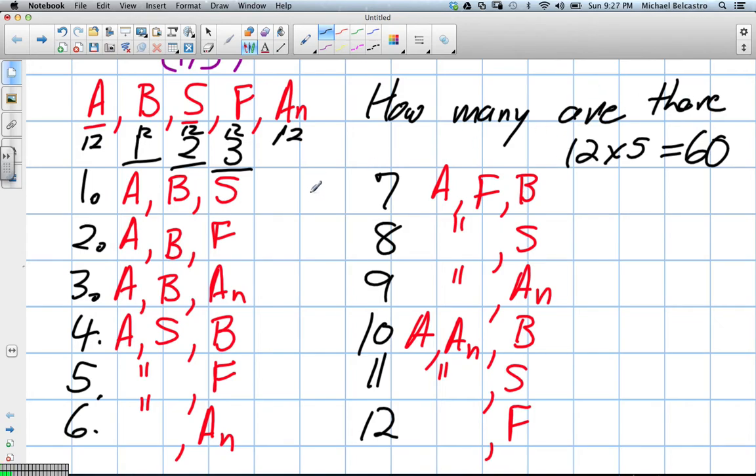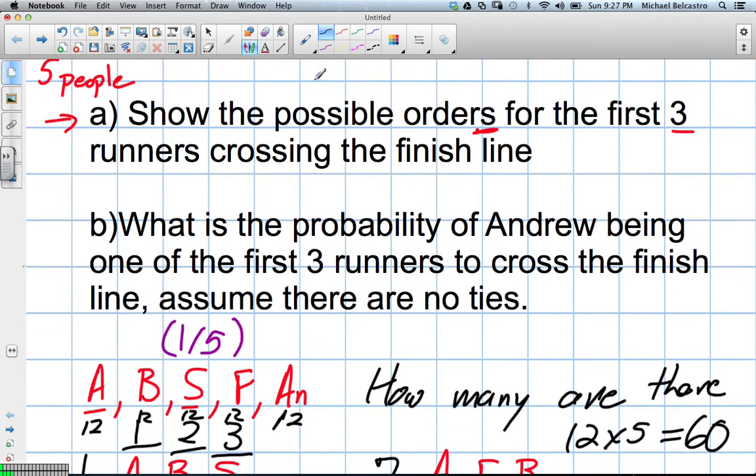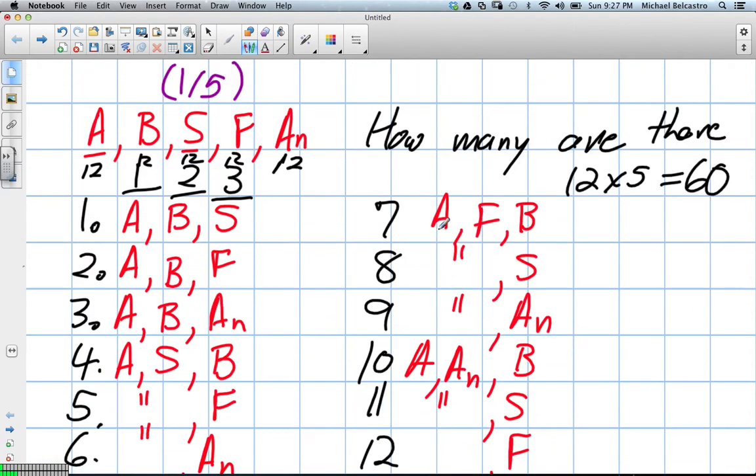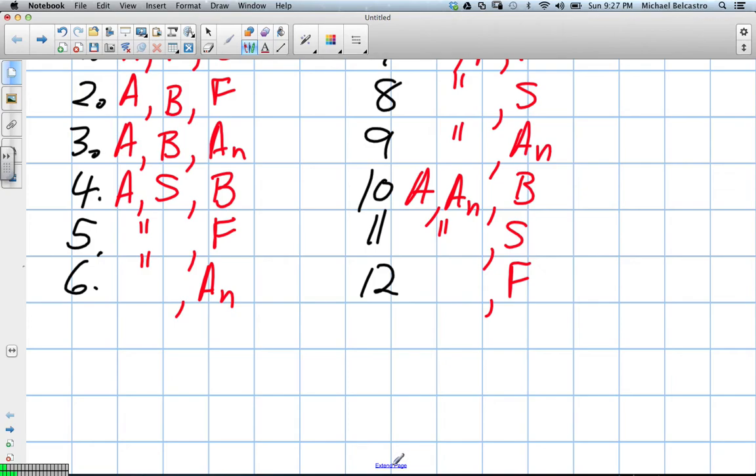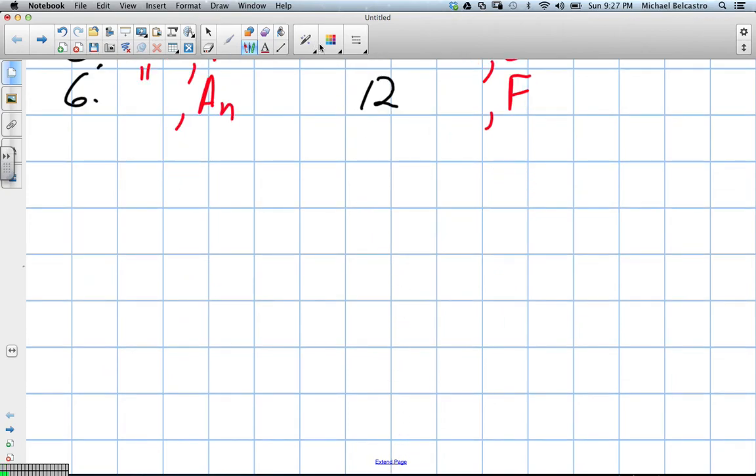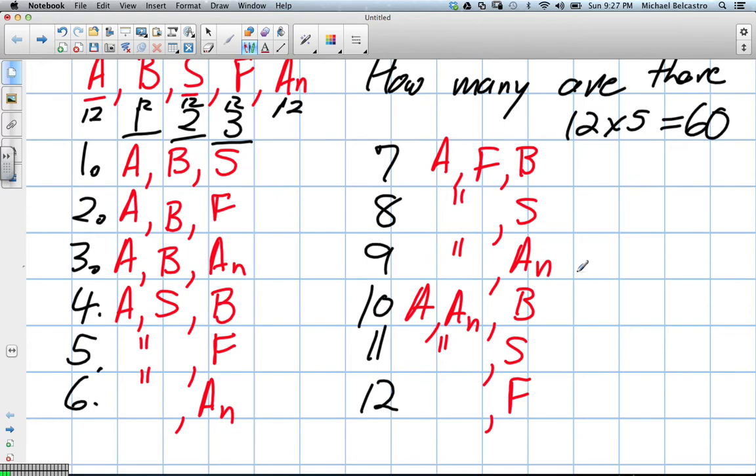That's a lot of options. So we've done the first one. Here's the second one. What is the probability of Andrew being one of the first three runners to cross the finish line? I'm assuming there's no ties. Wait, I have a question. Does that mean there's 60 possibilities? There are 60 different ways these guys can finish the race. So 60 possibilities.